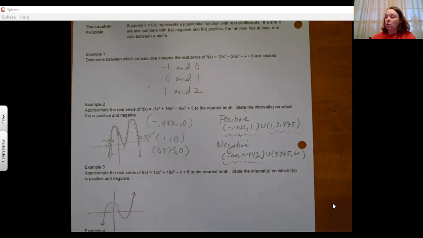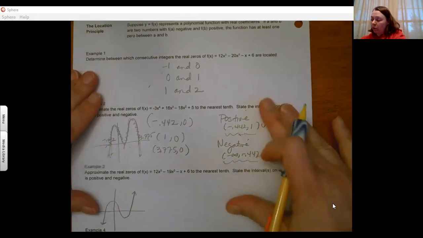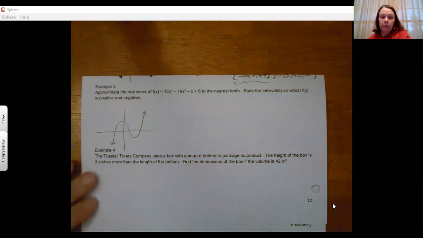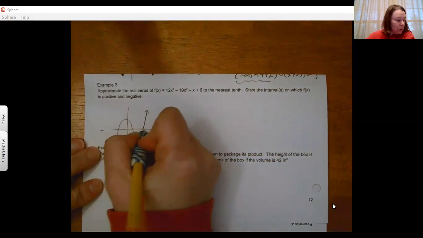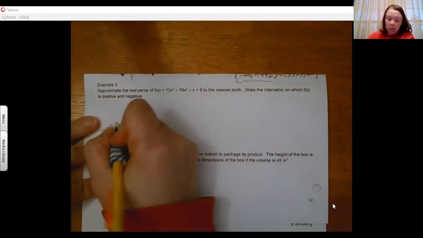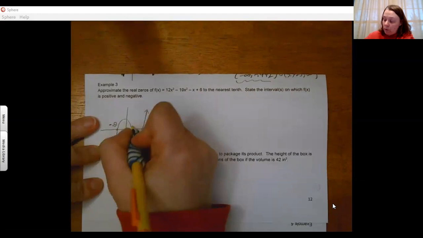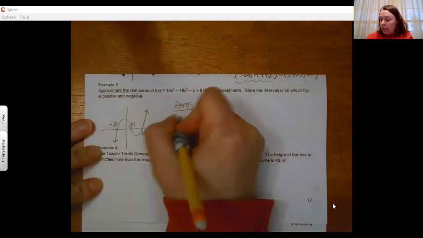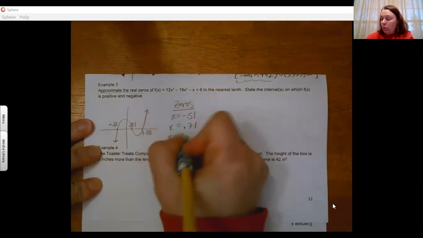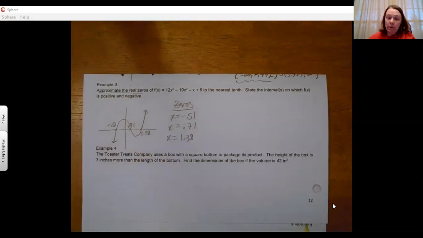Okay, there's the graph. It's a cubic. I'm going to fold this paper over so we can see it better. Okay, there it is. I would get my zeros, just click, click, click. So this is negative 0.51, this is 0.71, this is 1.38. So when it says approximate the real zeros, the zeros are just x equals negative 0.51, x equals 0.71, x equals 1.38, or you could write them as ordered pairs. That would be fine too.